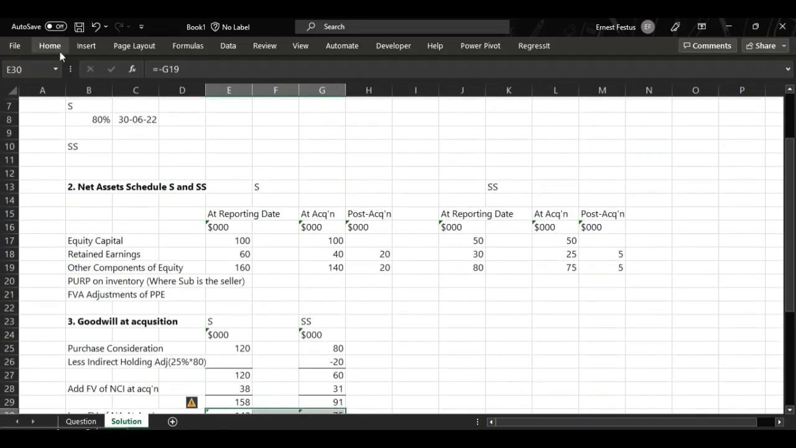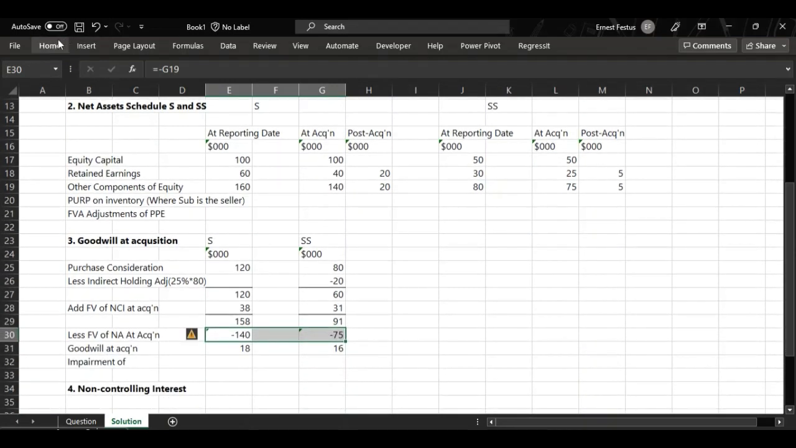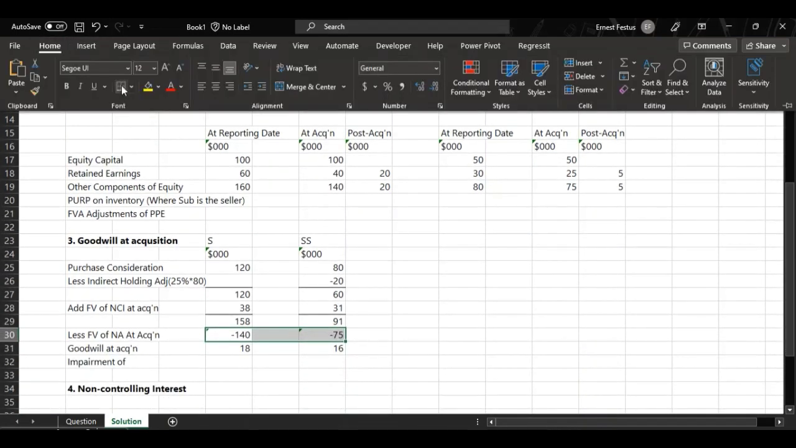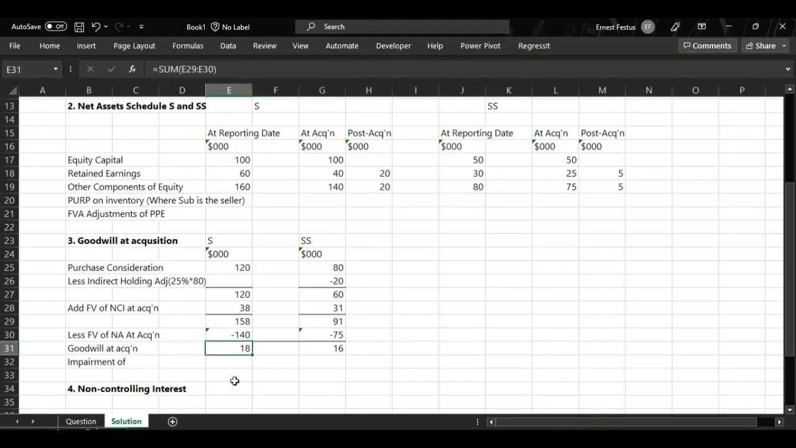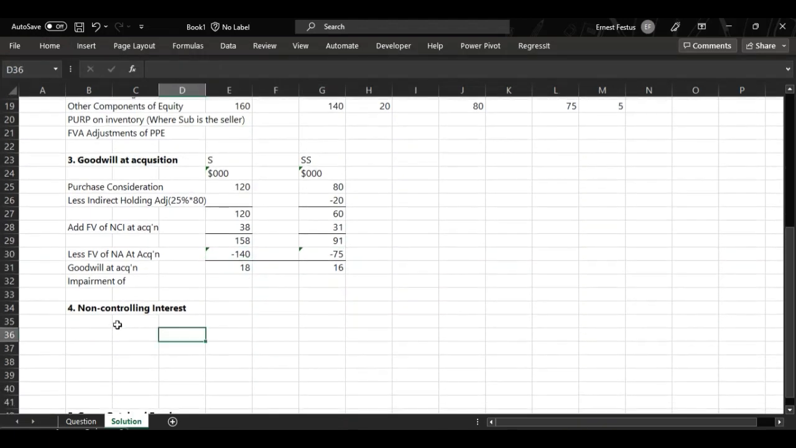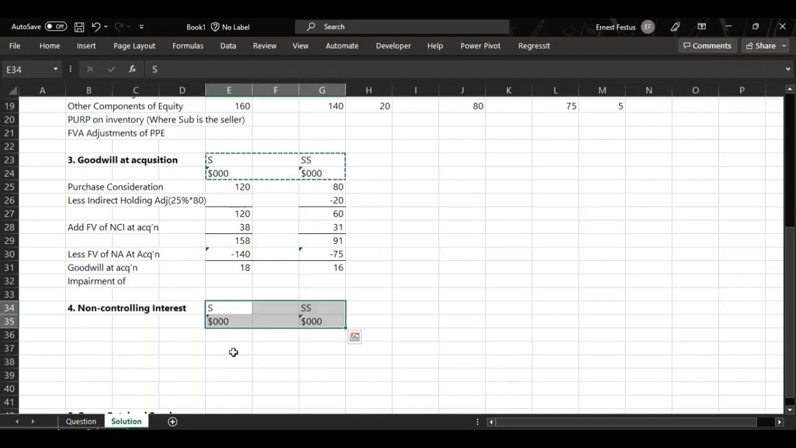Let me insert a border to make it easy for us. Alright, so that is it for our goodwill. And then the non-controlling interest. The same thing, so I'll just copy the whole of this. Copy. Paste. Okay.